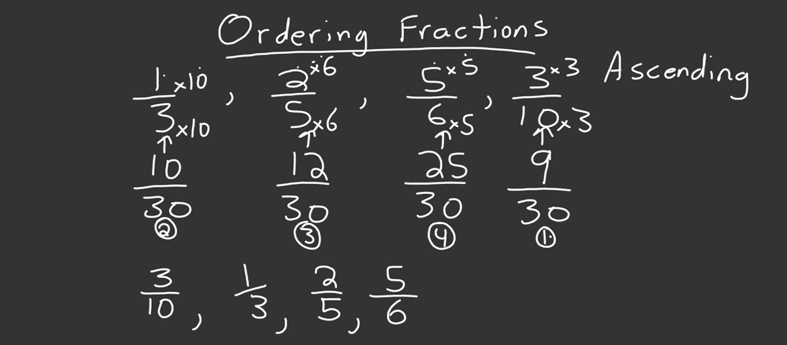So remember, our first step is to find the lowest common denominator. Once we have that, multiply them to make equivalent fractions, and they're really easy to compare once the denominators are all the same.